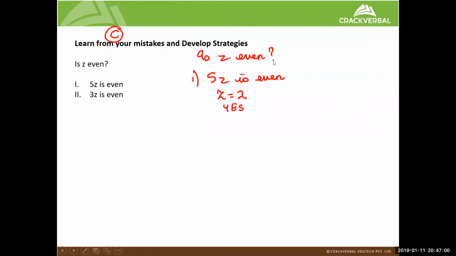But why are you only limiting your thinking to integers? Why can't Z be 2 by 5? What's wrong in that? The question tells me 5Z is even. It doesn't tell me anything about whether Z is an integer or not. Z can be any possible value as long as it satisfies what the statement says. So if 5Z is even, Z can be 2, 5 into 2 is 10, but Z can also be 2 by 5, and 5 into 2 by 5 is 2. That also satisfies the statement, but is 2 by 5 even? Definitely no. So BCE.